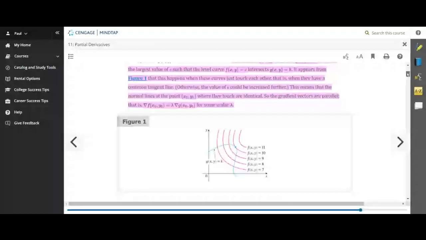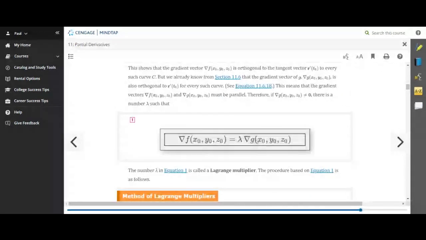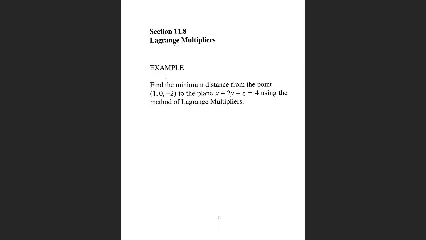So this idea can also be used for functions of 3 variables. Okay, functions of 3 variables. So what I'd like to do is a problem with you here. Let's do a problem, an applied problem. Let me give you a moment to copy this example down, and then we'll go over this problem.